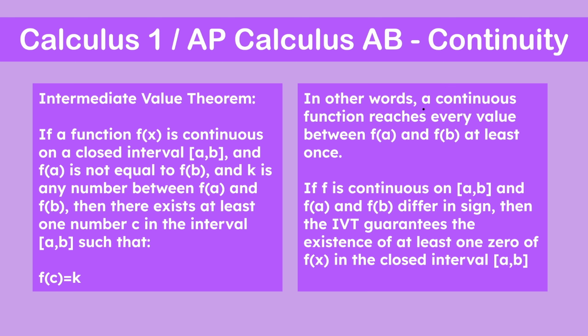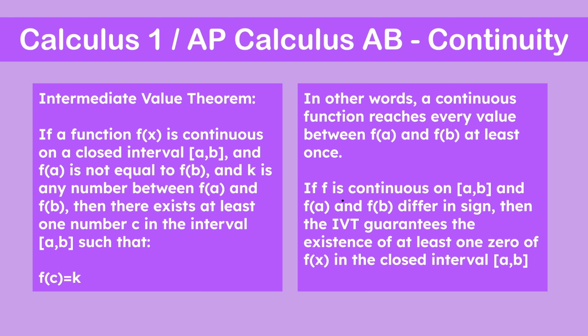So in other words, a continuous function reaches every value between f of a and f of b at least once. So as you can see here, let's say we have a over here equal to 1, and b over here equal to 3, right? So if it's continuous, at some point you have to cross 2, because 3 is up here and 1 is down here. So at some point, some c, you're going to cross 2, which is basically your k here.